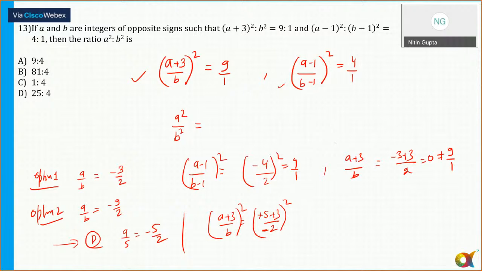No, it doesn't matter even if the squares are separate. Okay, Avinash, just a minute. Let me see.